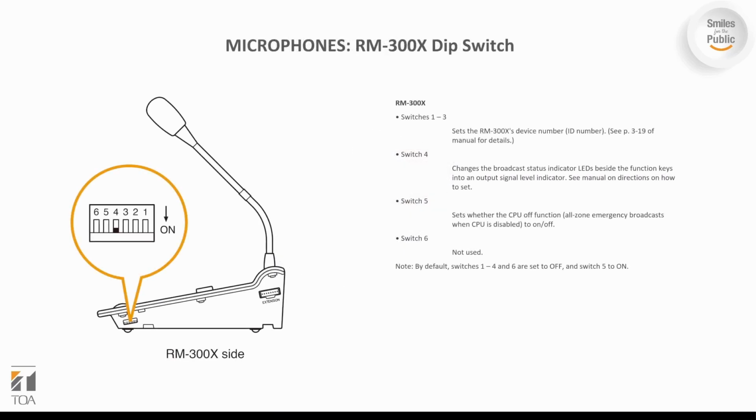Like the 200SF, the RM300X has dip switches for mic configuration. Switches 1 to 3 set the RM300X's mic ID number. Switch number 4 changes the broadcast status indicator LED's function into an output signal level indicator. Switch number 5 enables the mic to function during a CPU off state. Finally, switch number 6 is not used. By default, switches 1 to 4 and 6 are set to off, and switch number 5 is set to on.